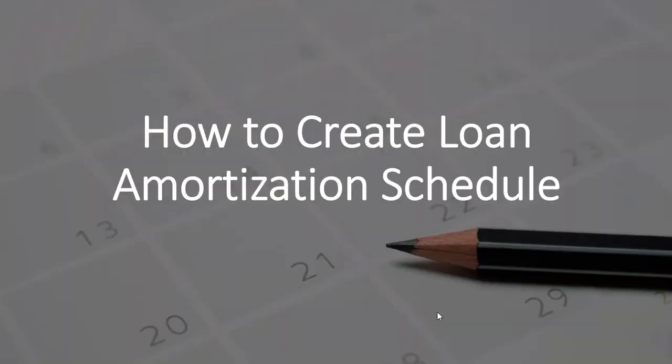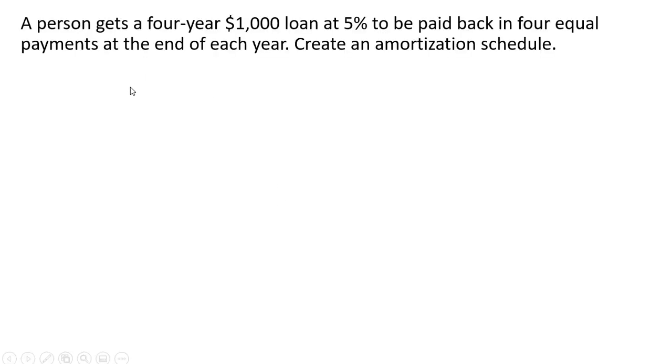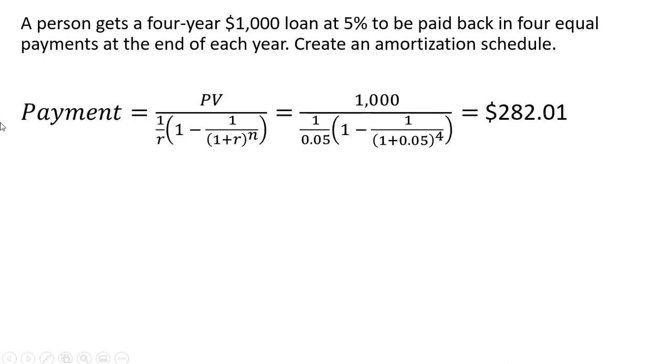Here we're going to look at how to create a loan amortization schedule. A person gets a 4-year, $1,000 loan at 5% to be paid back in 4 equal payments at the end of each year. Let's create an amortization schedule. First, we need to calculate the payment.